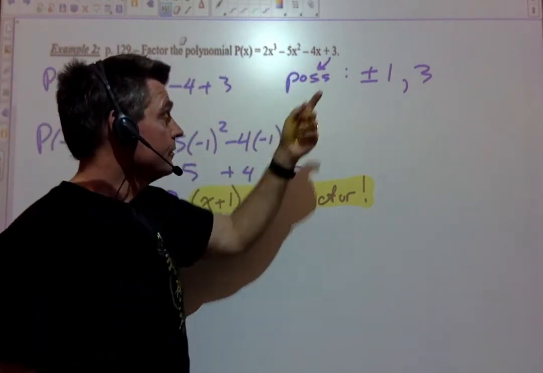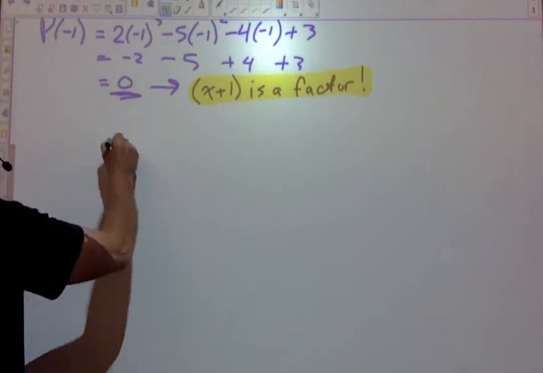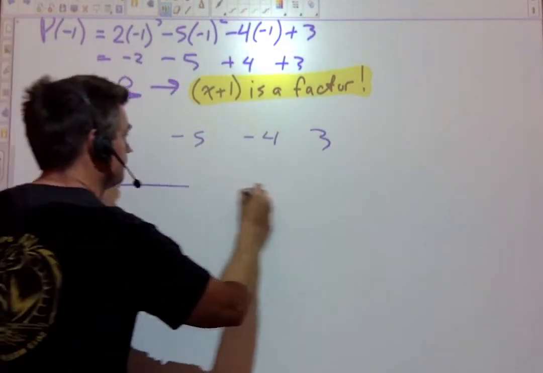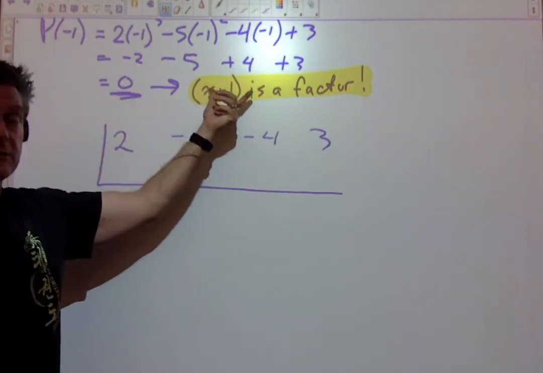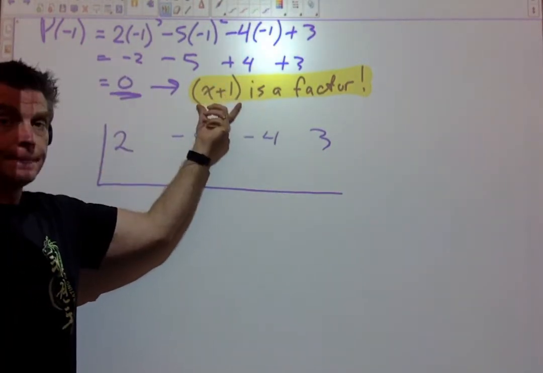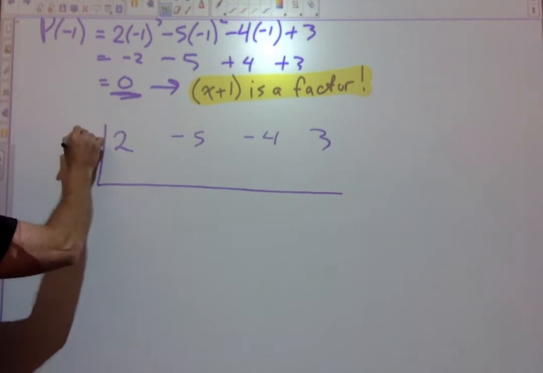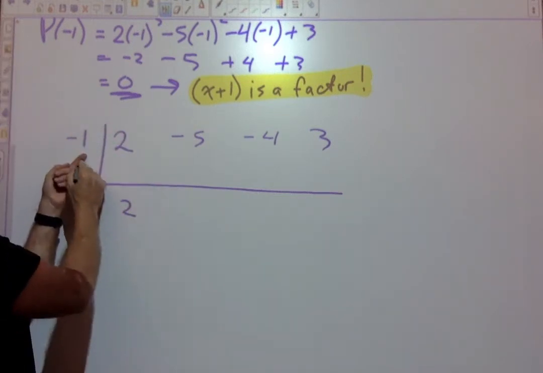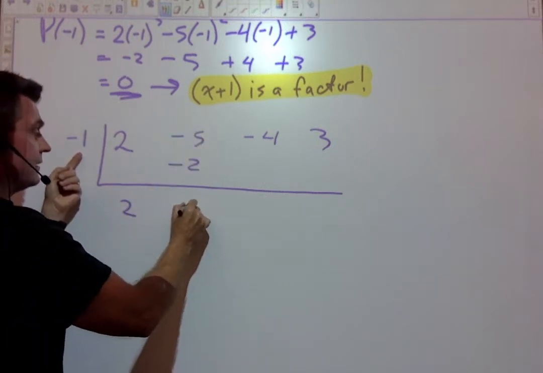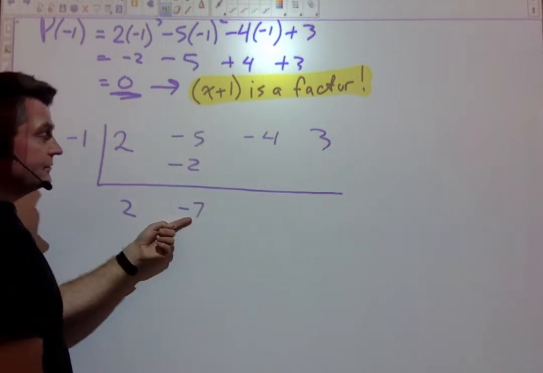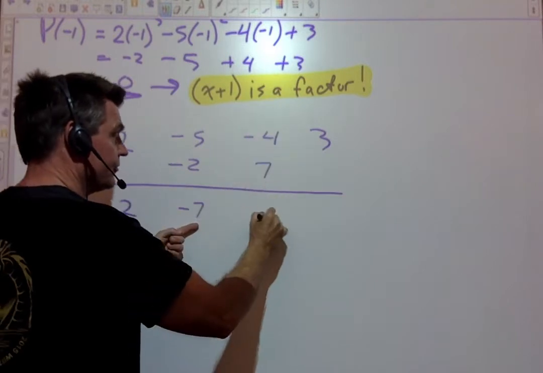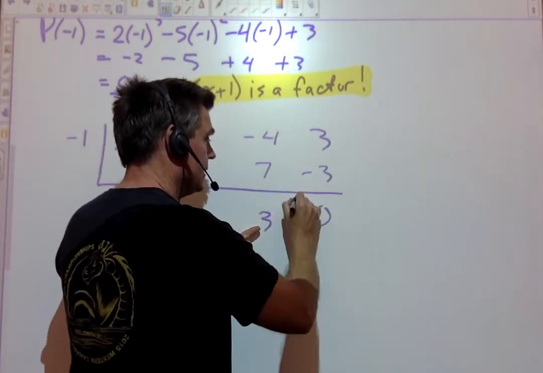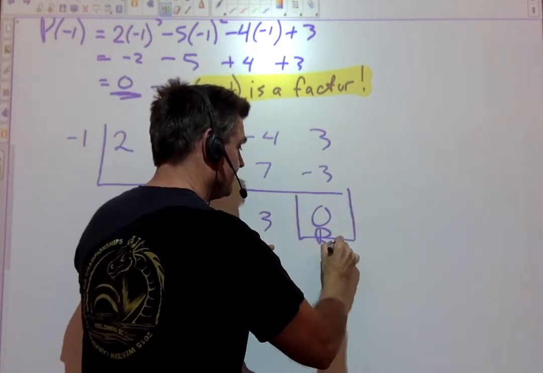So how do we do the synthetic division? 2, negative 5, negative 4, 3. My factor is x plus 1 here. I'm not going to put a plus 1. I'm going to put a minus 1 because that way I can add every single time. Okay, 2 comes down. Negative 1 times 2, negative 2. Add them up, negative 7. Negative 1 times negative 7, positive 7. Add them up, 3. Negative 1 times 3, negative 3. Add them up, 0. Remember, this is your remainder.